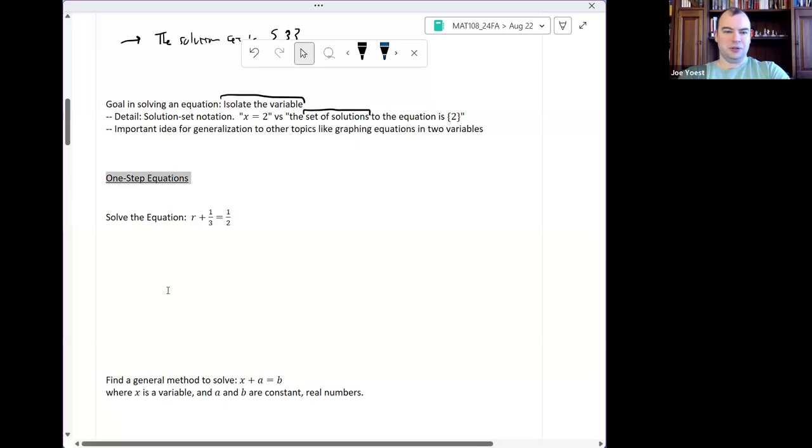All right, so moving into one-step equations, I just noticed I didn't have my chat window popped up. Since I hide all the Zoom meeting controls, I just popped that up so I can see if anybody posts in chat.